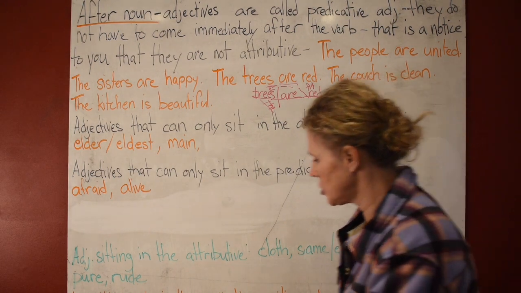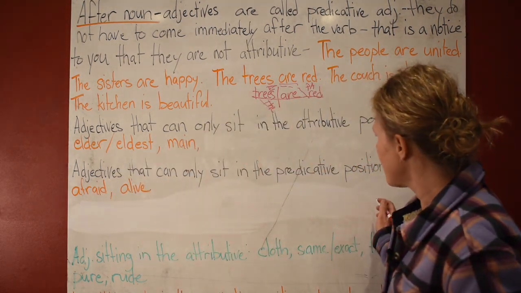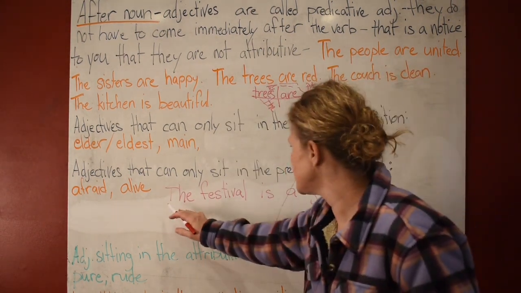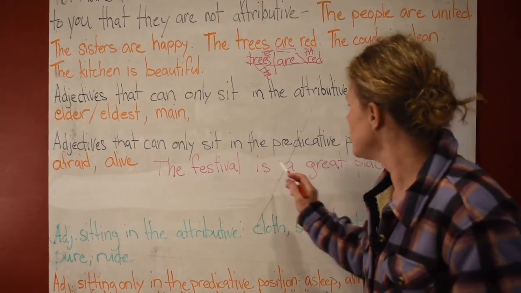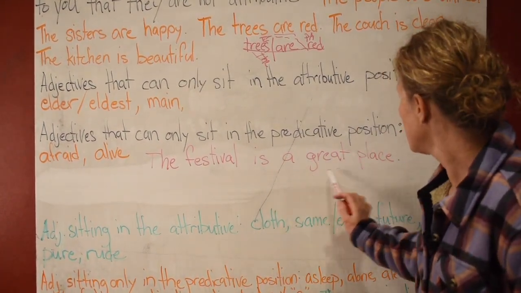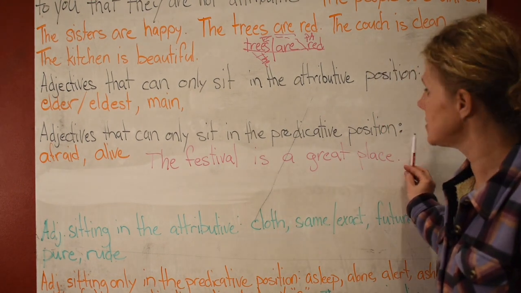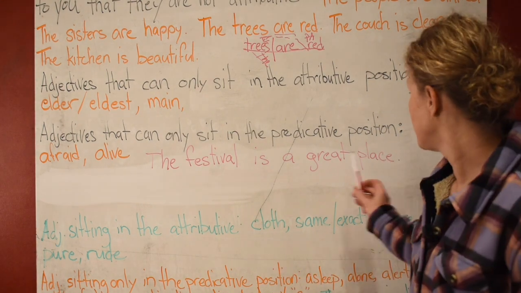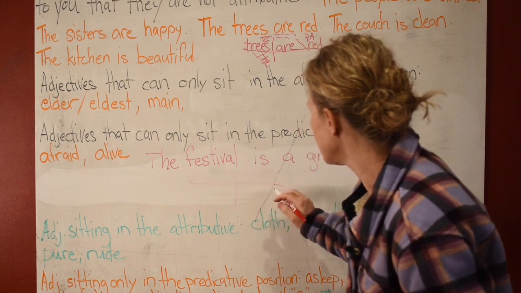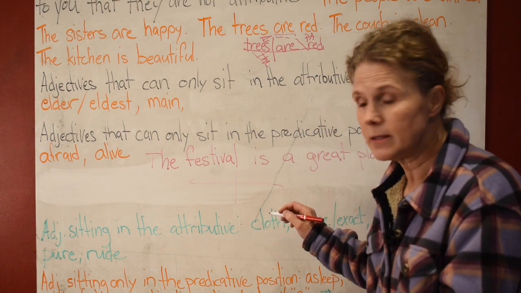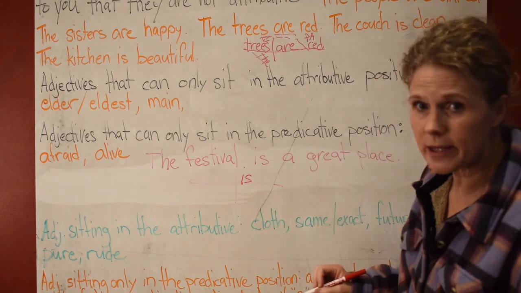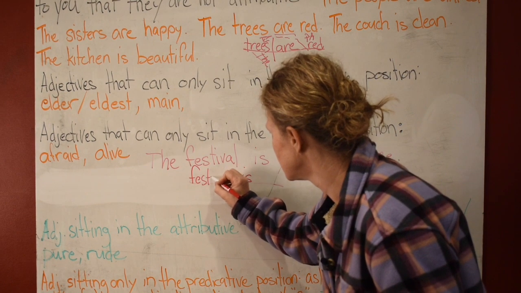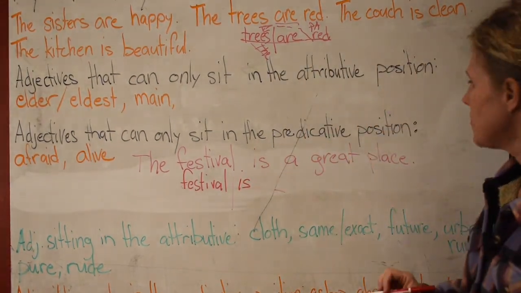So where is the predicative position? Well, let's look at okay, so now we have a sentence here. The festival is a great place. Now, you might think that, well, great, it's sitting in the predicate. Oh, it could be the predicative position, but it's not. So we're going to diagram it over. So what's your verb? Is. Who is? The festival is. And then that goes under festival.